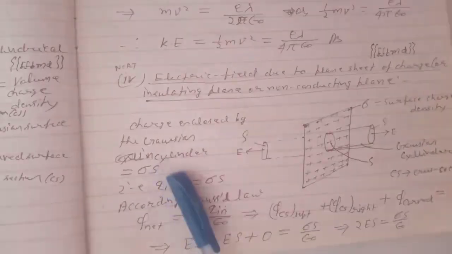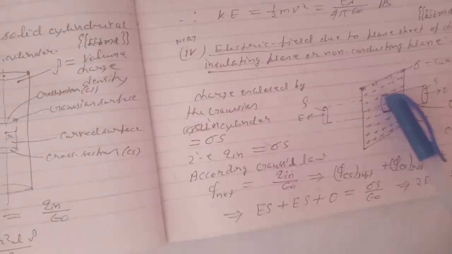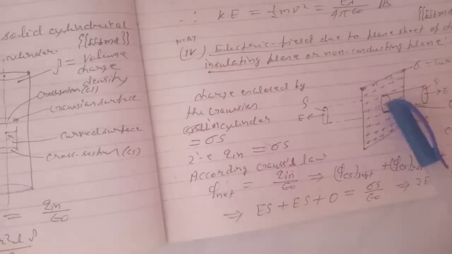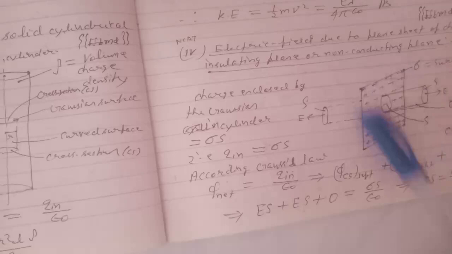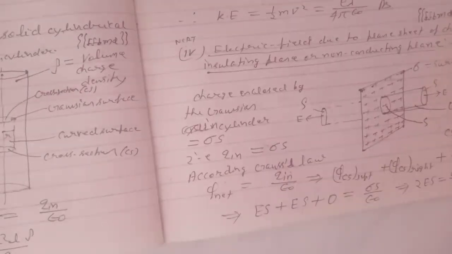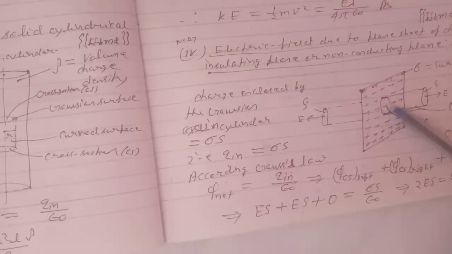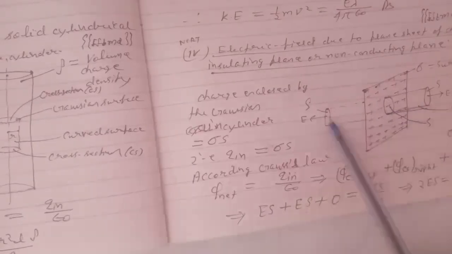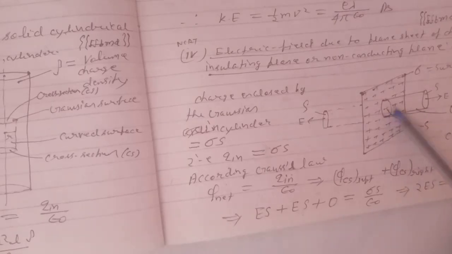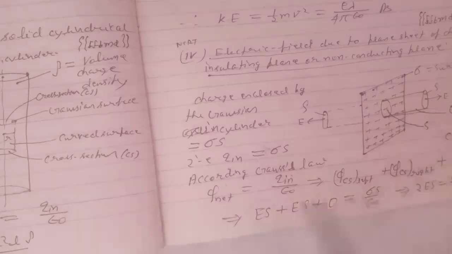Now the charge enclosed by the Gaussian cylinder will be sigma into S, because only this charge is enclosed by this cylinder, and the surface charge density is given for the plane sheet of charge. So Q in will be sigma into S. Only this part of the charge is enclosed by this Gaussian cylinder. So Q in is the charge available on this area, so we have written Q in equal to sigma S.